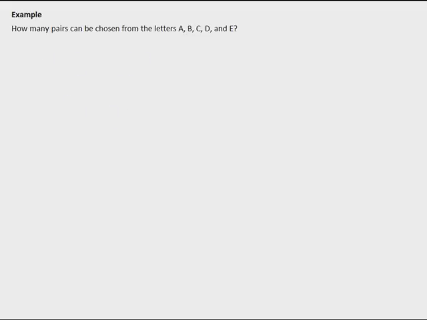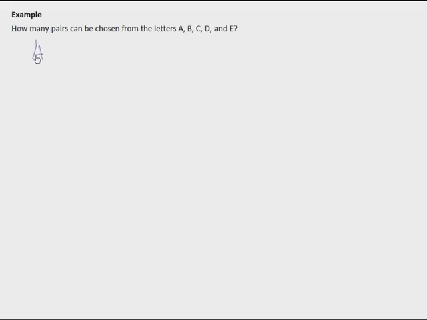How many pairs can be chosen from the letters A, B, C, D, E? A similar question in permutations would read, how many two-letter arrangements can be made from the letters A, B, C, D, E? The word arrangements there implies that the way the letters are arranged among themselves matters. In this question, we are concerned with how many pairs of letters can be chosen from the letters A, B, C, D, E. So let's list them. That's the simplest way.